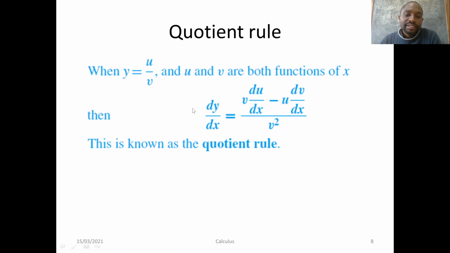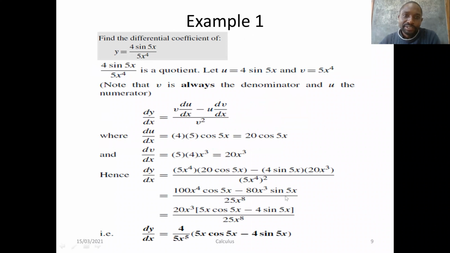the quotient rule, which is dy over dx equals v multiplied by the derivative of the first function, where the first function in this case is basically this one, then this becomes the second function. So v multiplied by the derivative of the first function, minus the first function the way it is, multiplied by the derivative of the second function, which is dv over dx, everything else divided by v squared. And this is what is known as the quotient rule. So let's do some examples to illustrate the application of this quotient rule.